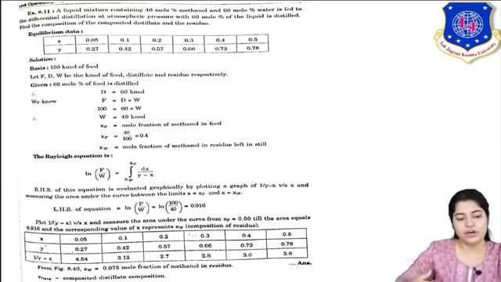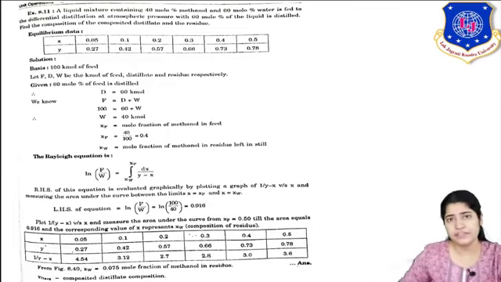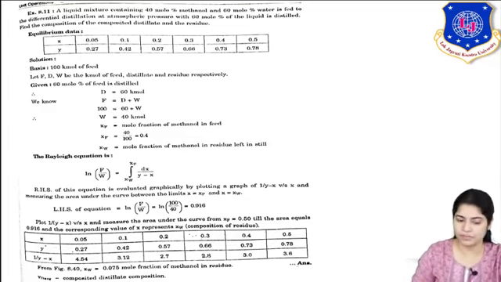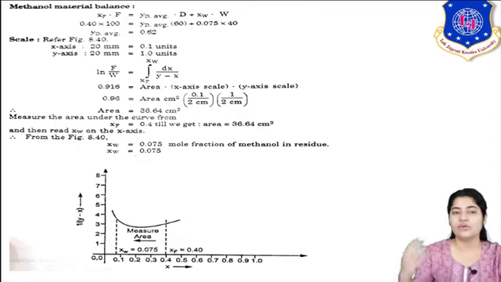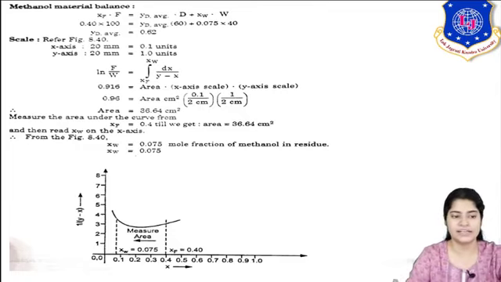Now once you have plotted the equilibrium data, you got the equilibrium line. Now what is the step? Starting from feed concentration, you have to shade the area obtained. How the area is obtained, we have to calculate after the methanol material balance. That is the after part.